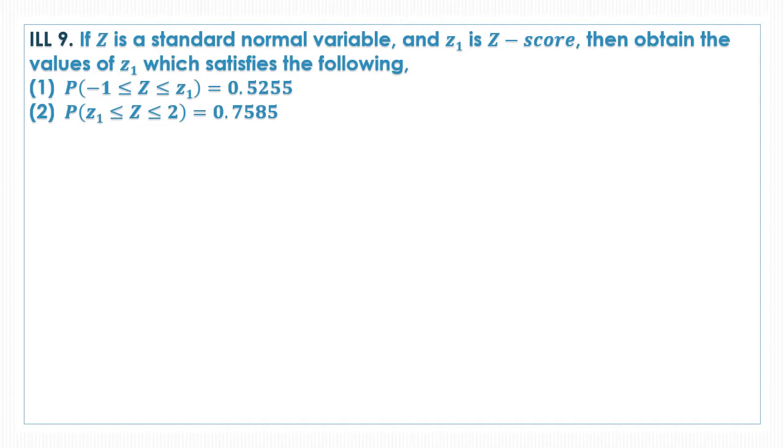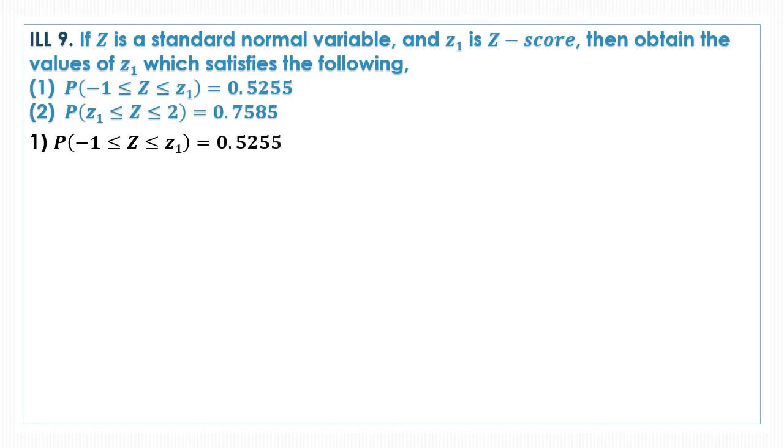Now, as you can see here, two ranges are given in which one value is there. For example, in the first one, negative 1 is there. In the second one, 2 is there. But the second part of the range is z1, which is unknown, and the probability values are provided. That means we have to check the table in reverse order and calculate the values of z1 for these given equations. We will start with the first one here.